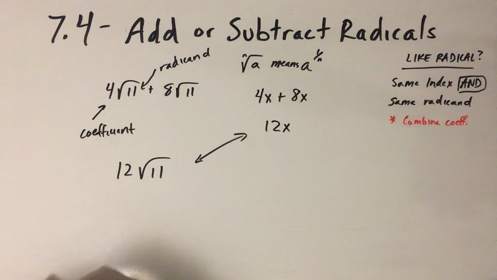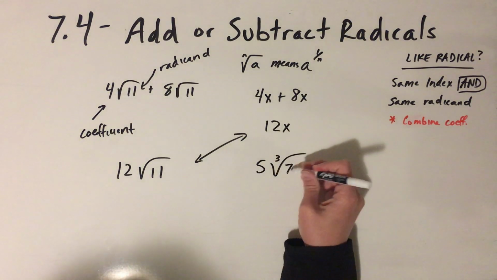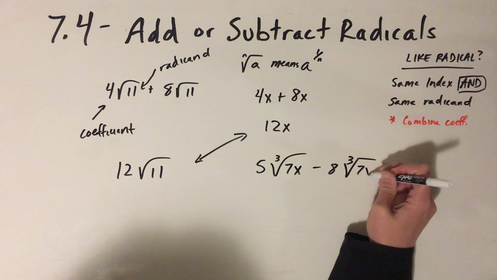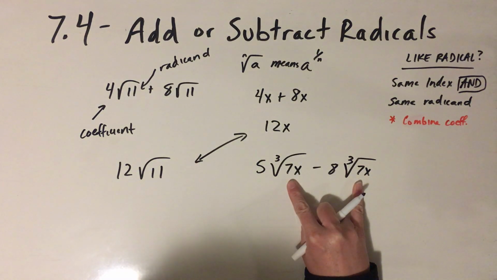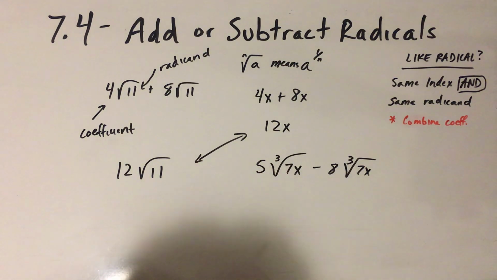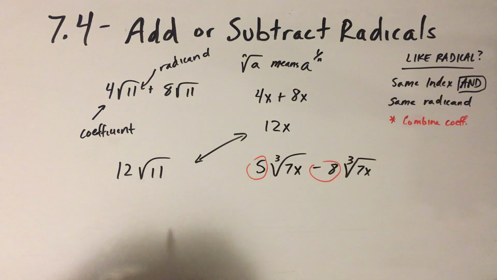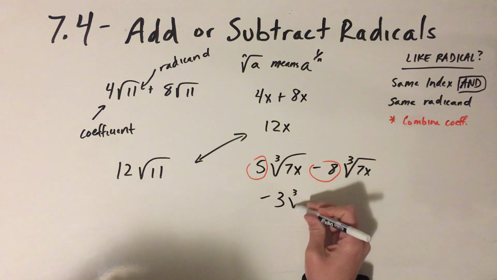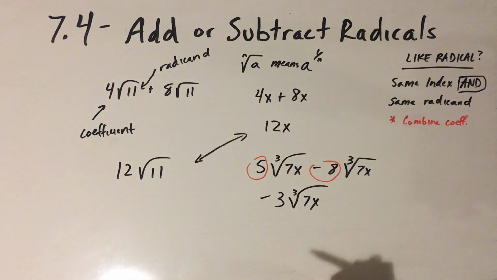Okay, so if we had something like 5 cube roots of 7x, and I wanted to subtract 8 cube roots of 7x, then the question here is the radicand the same? 7x and 7x are the same, and the index are the same, 3 and 3 are the same. So then I'm just going to combine these coefficients. 5 minus 8 is going to give me a -3, and this is going to be still cube roots of 7x. So if the radicands are the same and the index are the same, we just combine their coefficient.